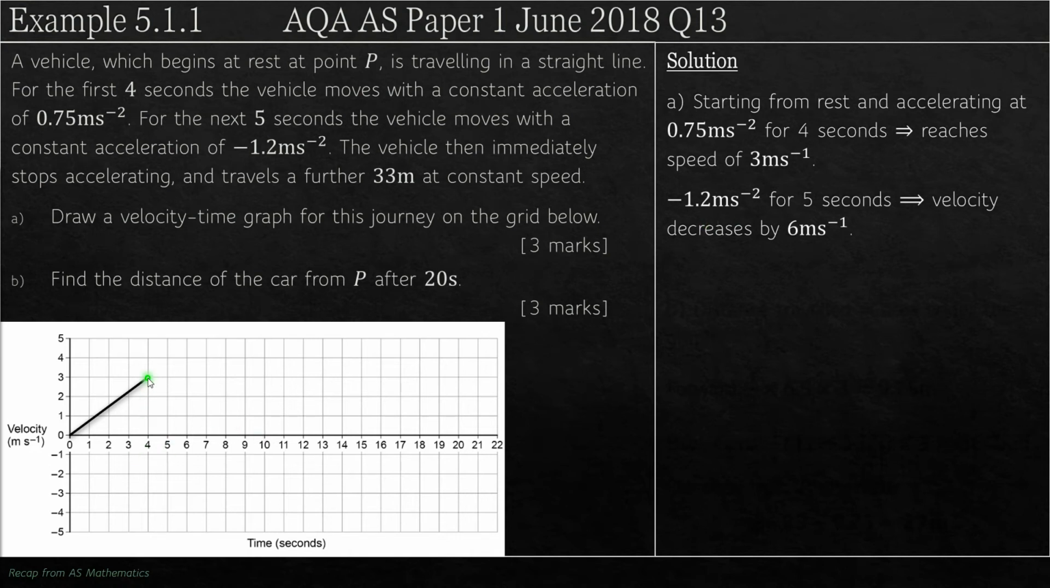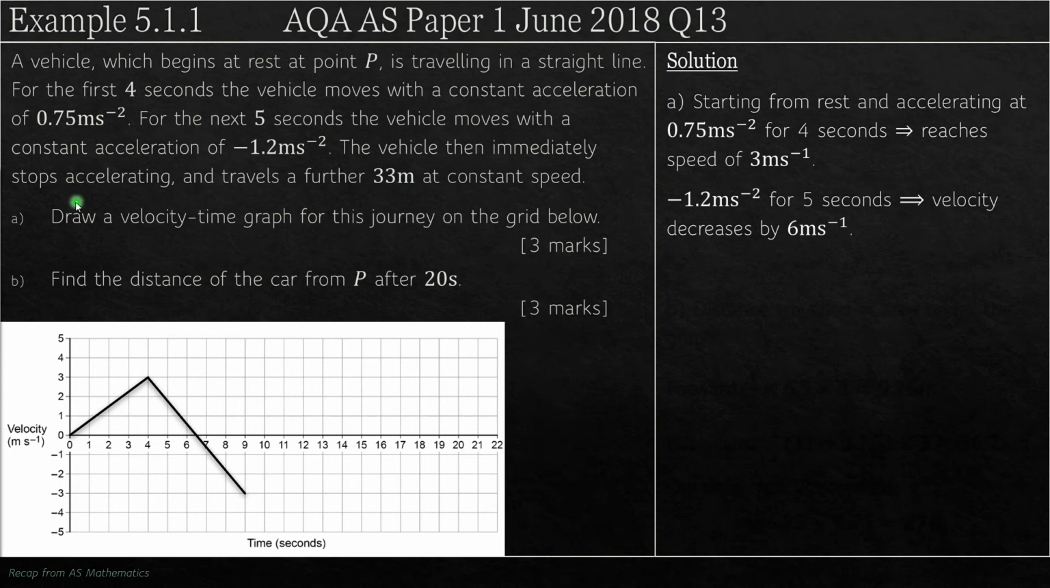So the next 5 seconds, so this is going to go up to a time value of 9. At time of 9, the velocity has gone down by 6 altogether. So that means it started at 3 and must then get to minus 3 when t is 9.